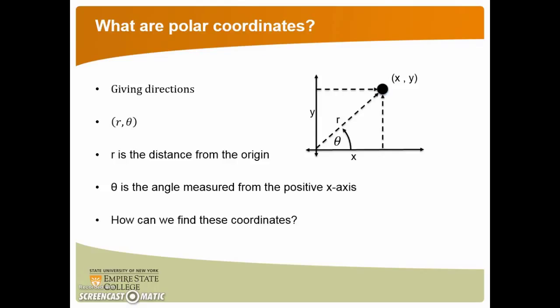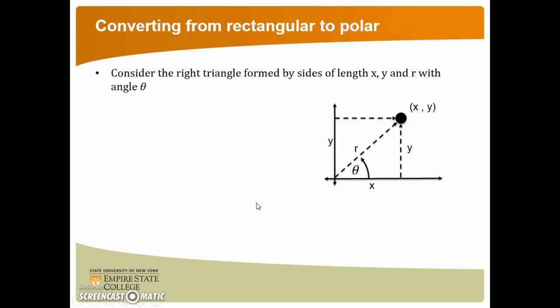But how can we actually find these coordinates? Look at the right triangle pictured that is formed with legs of length x and y and the hypotenuse of length r. We also see the angle theta that is formed from the positive x-axis and the hypotenuse. If we know the values for x and y, then finding r is simply using the Pythagorean theorem: a squared plus b squared equals c squared.